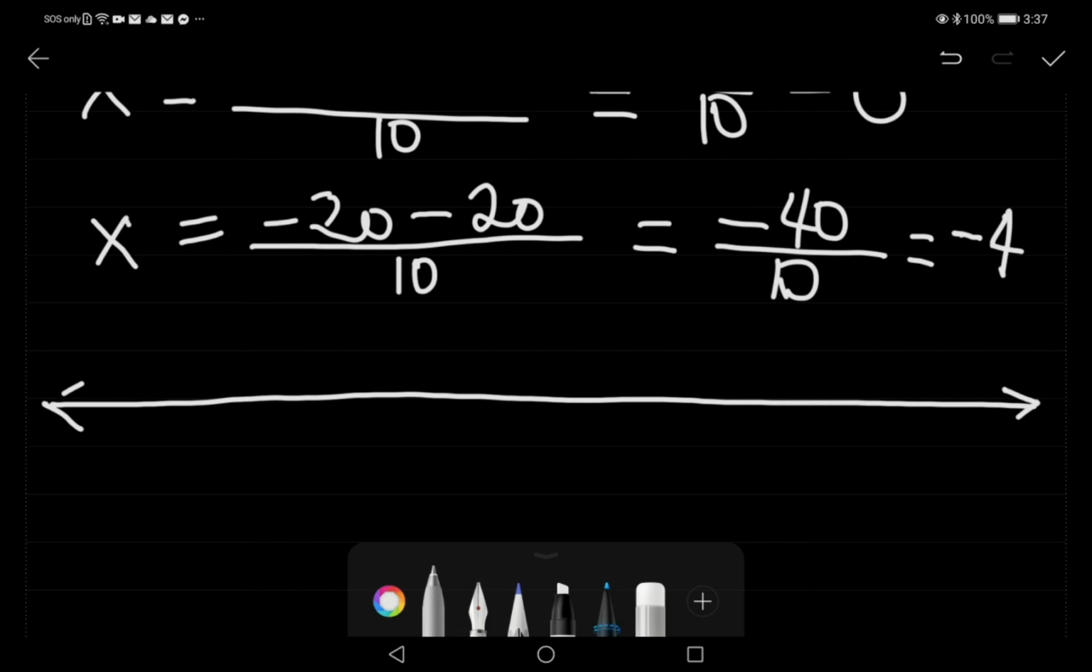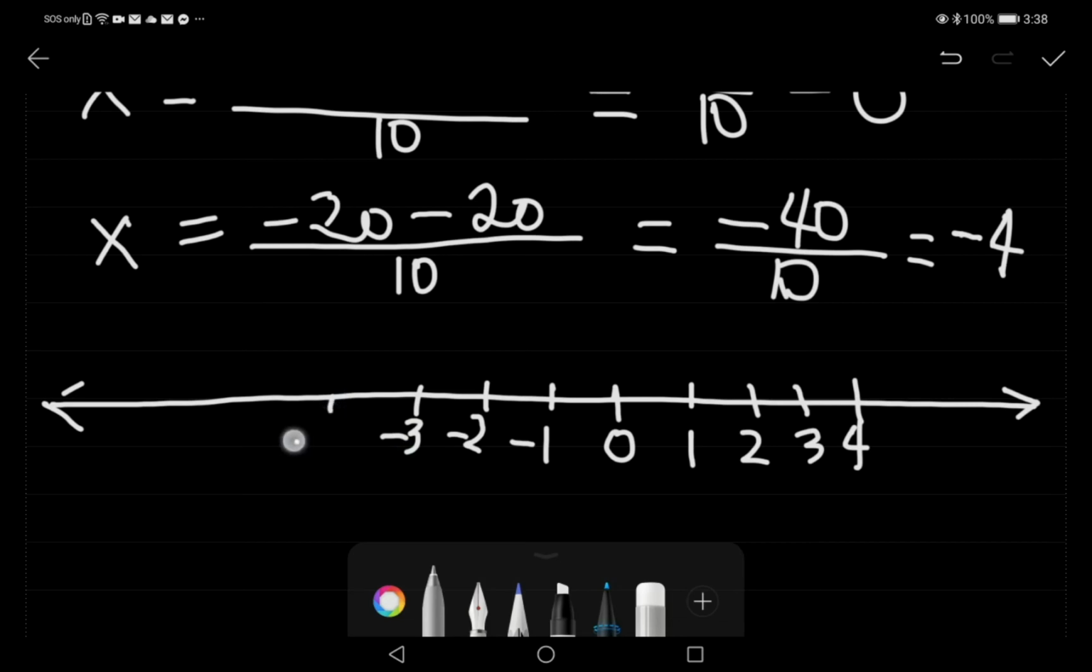So naa diri ang 0, nya diri 1, 2, 3, 4, then negative 1, negative 2, negative 3, then negative 4, then negative 5, negative 6, and so on.